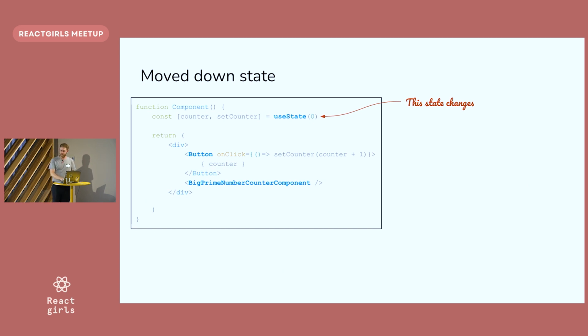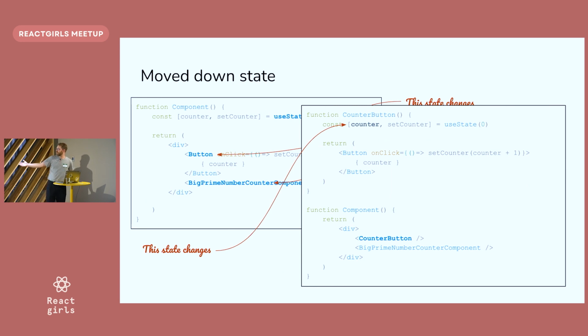The parent component re-renders. Both of these, I guess, your design systems button, re-render. And also, in case you didn't notice, this big prime number counter component is actually slow to render. So you don't want to render it every time, right?